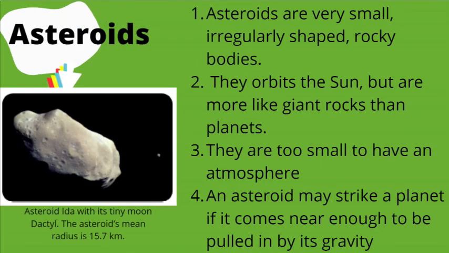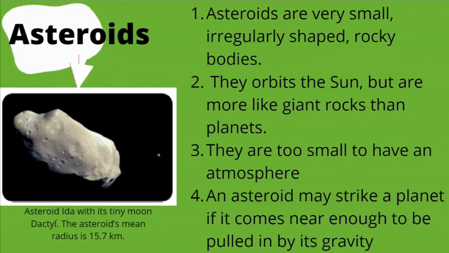Asteroids are very small, irregularly shaped, rocky bodies. Asteroids orbit the Sun, but they are more like giant rocks than planets. Since they are small, they do not have enough gravity to become round. They are too small to have an atmosphere. With no internal heat, they are not geologically active.